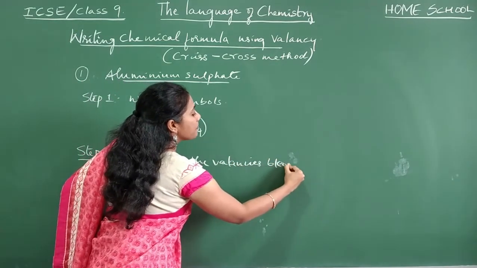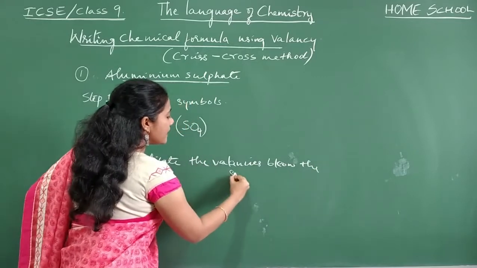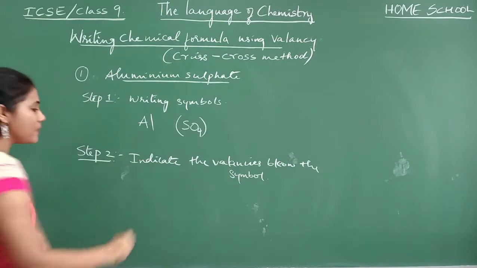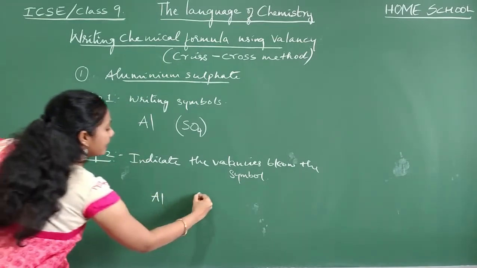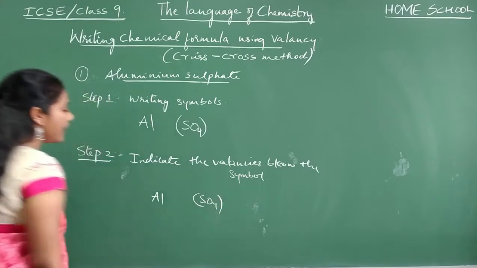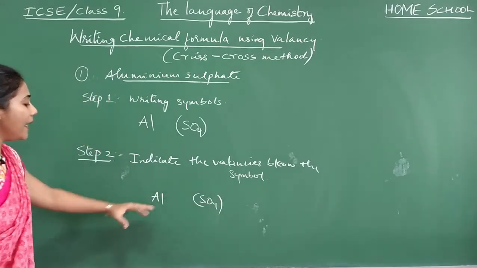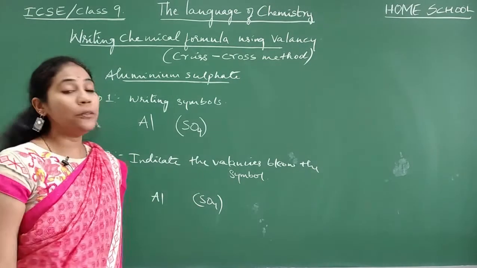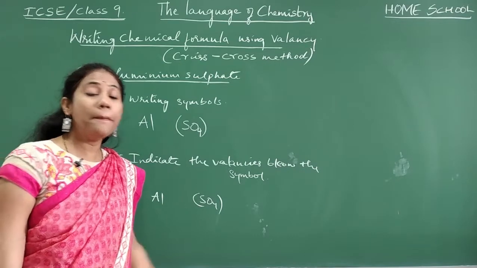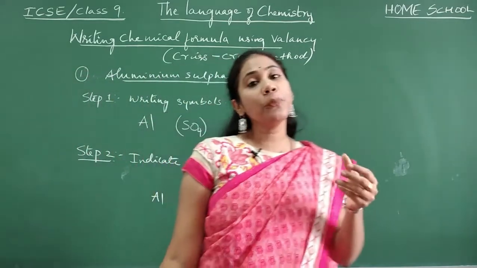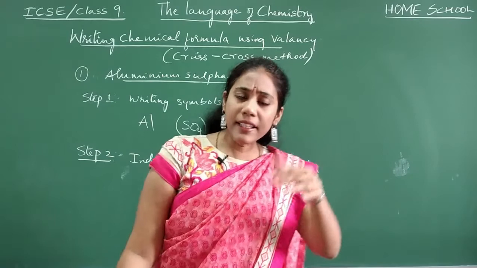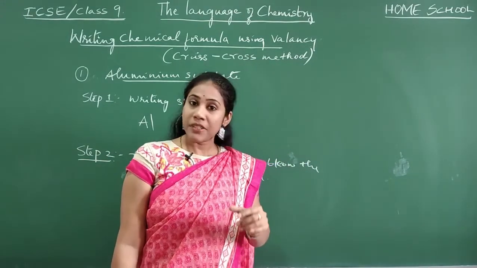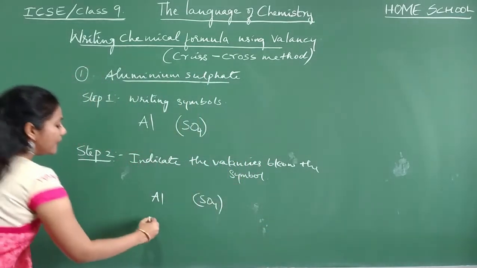below the symbol. So how do you do that? I'll write the symbols once again here, Al and SO4. So these are the symbols, and below them indicate their valencies. So what is the aluminium's valency? Aluminium belongs to the 13th group, where all the elements under the 13th group will have +3 valency, isn't it? So what is the valency of aluminium?